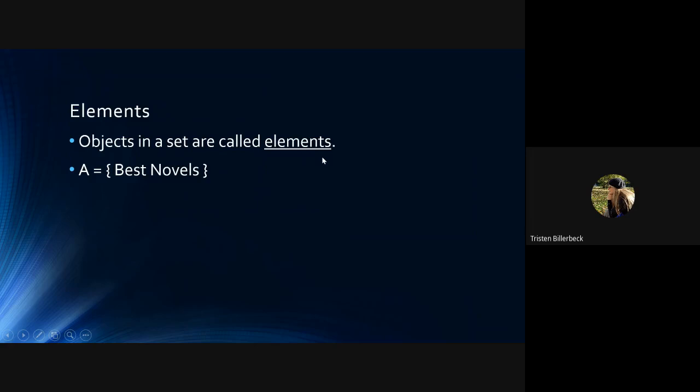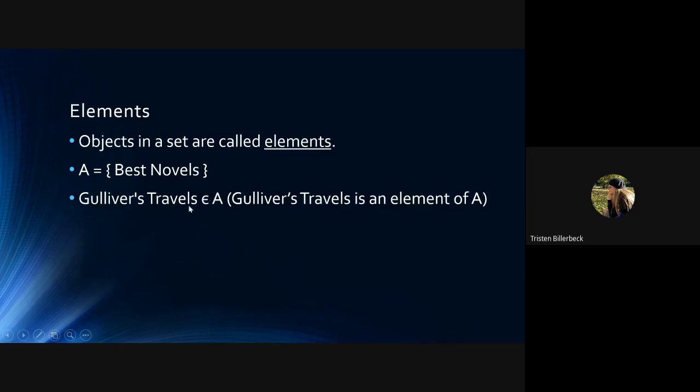So then we have elements. Well, what are elements besides mercury and gold and silver? There's elements in math that aren't minerals. So objects in a set are called elements. So the set A, such that it's all best novels, such as Gulliver's Travels, would be a member of set A, since Gulliver's Travels is an element of A. Okay, so this means Gulliver's Travels is an element of A.